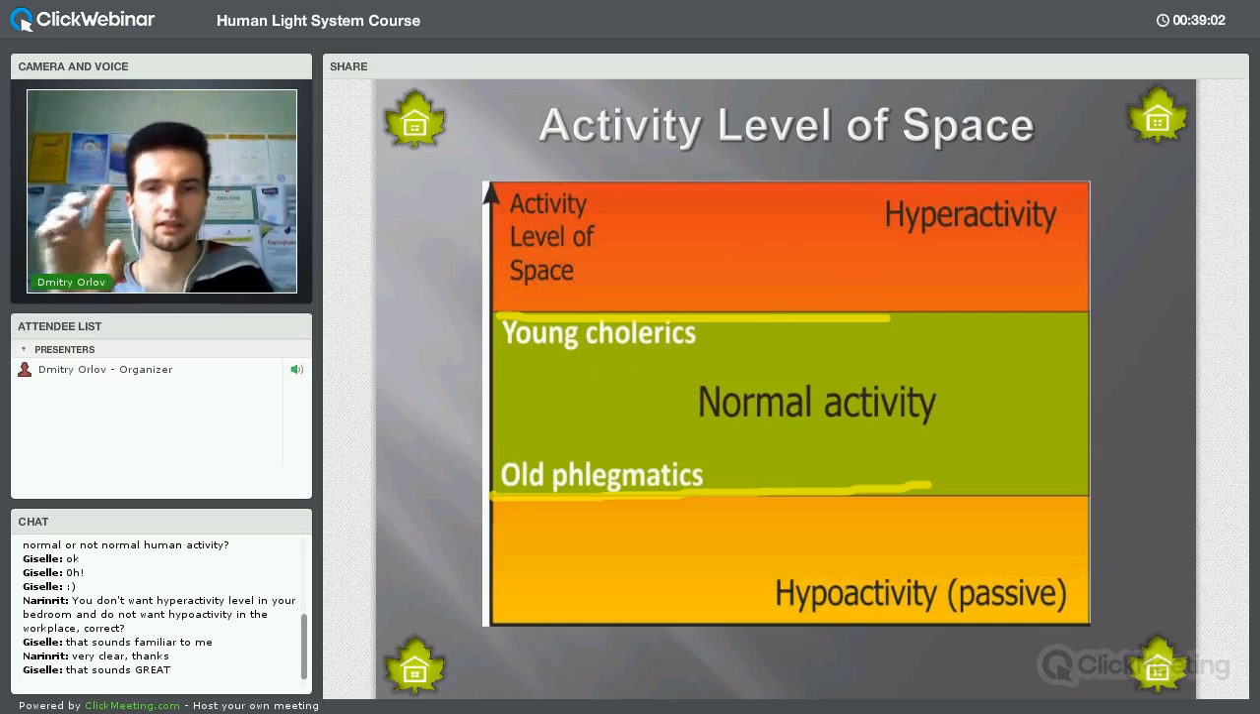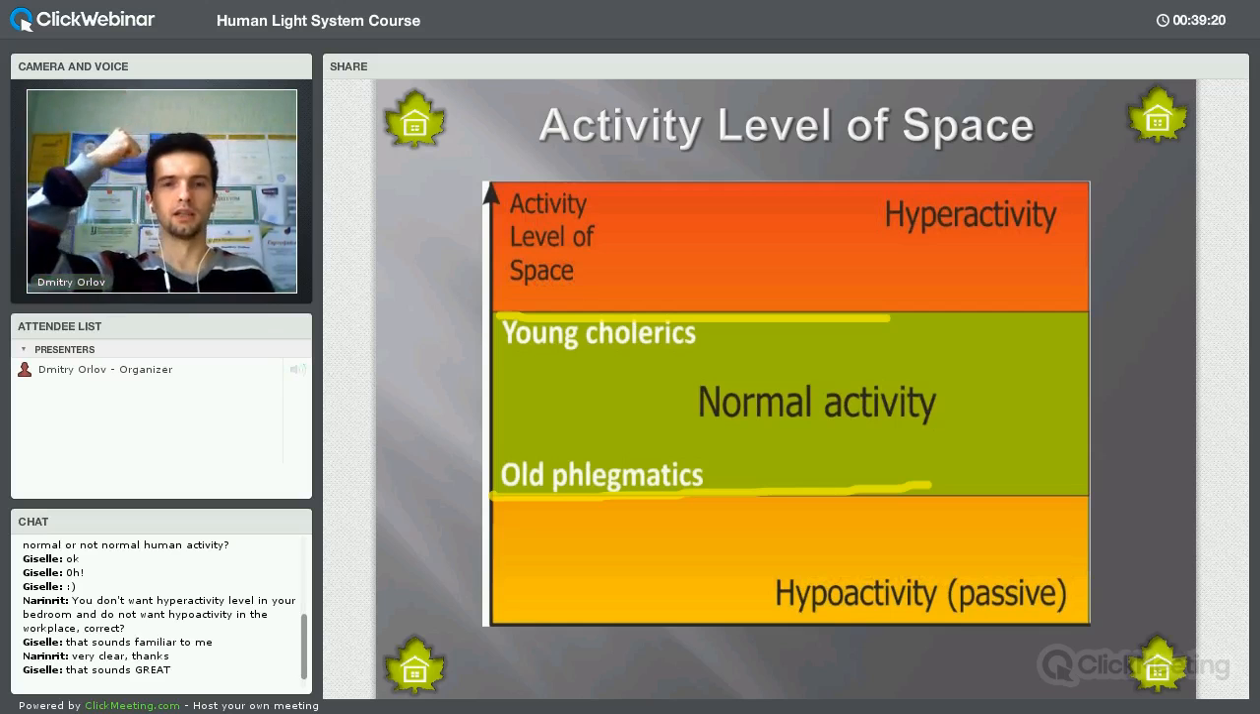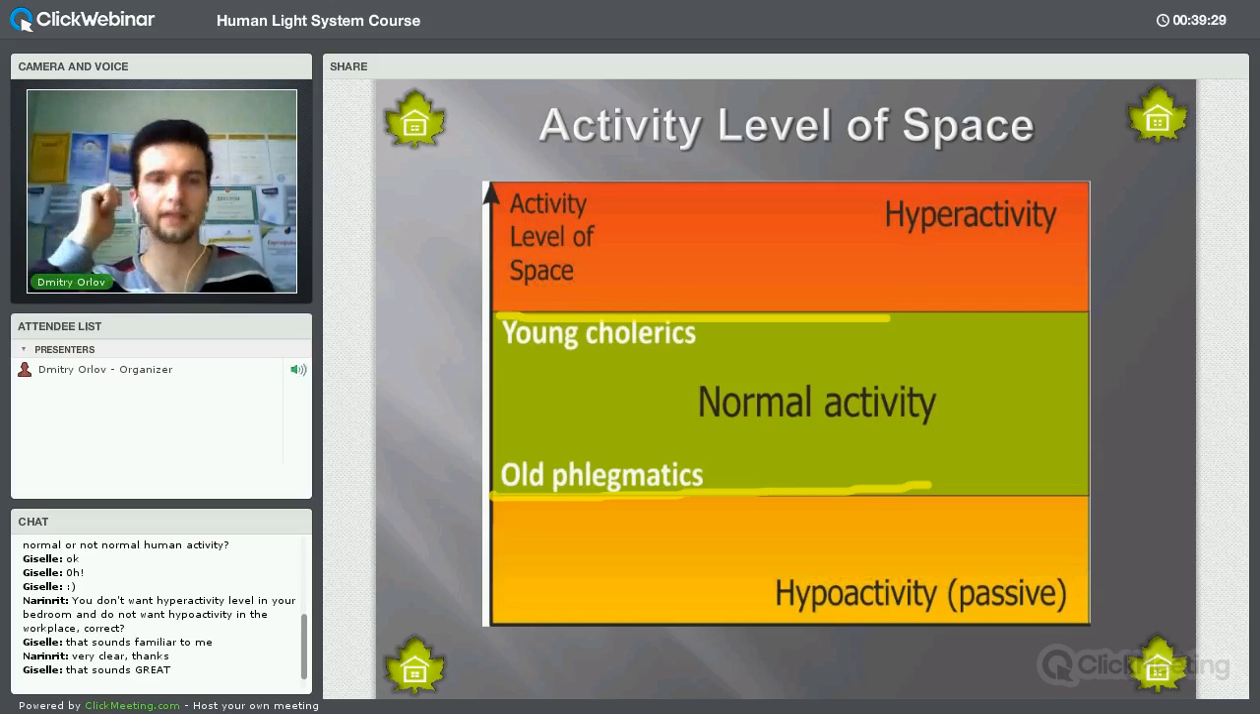Let's imagine that we are entering a place where the activity level is too high, even for a young choleric person. What does it mean? It means that the metabolic activity in our body will be too high also, and it will be wasting our inner energy too fast. After a short time interval, such a person will feel exhausted because he or she will waste all the inner reserves and need to restore them. So the exhaustion comes very fast. Such places are not good for people.